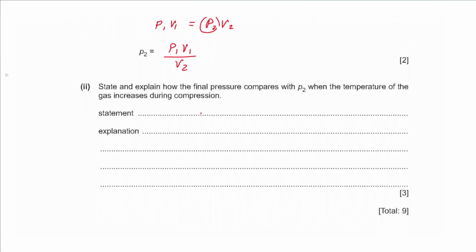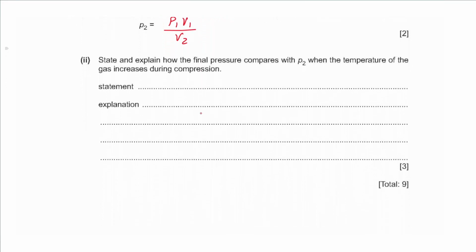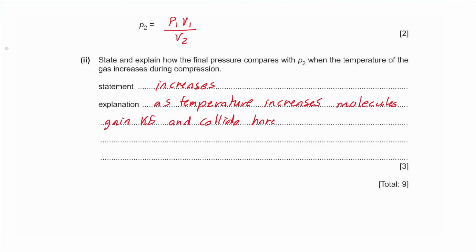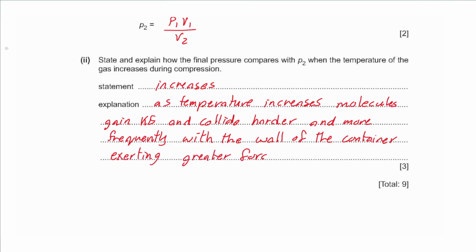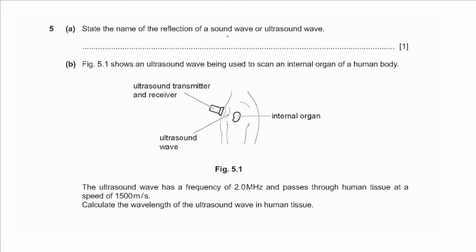Part II says, state and explain how the final pressure compares with P2 when the temperature of the gas increases during the compression. So it will increase or will be greater because as temperature increases, molecules gain kinetic energy and collide harder and more frequently with the walls of the container, exerting a greater force on the walls of the container.